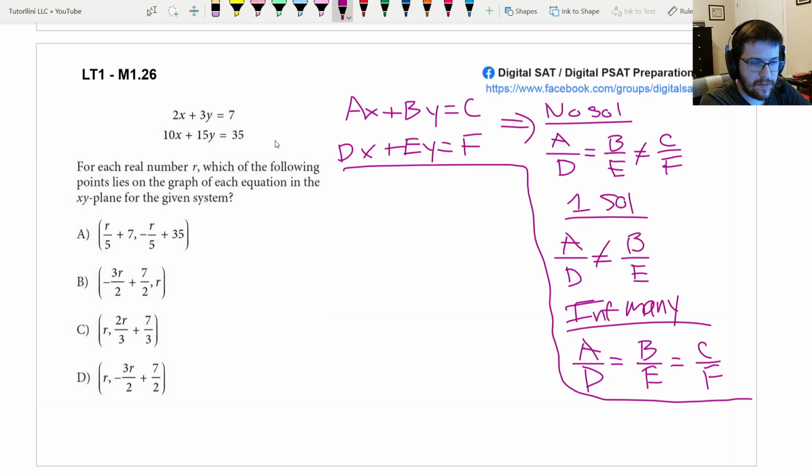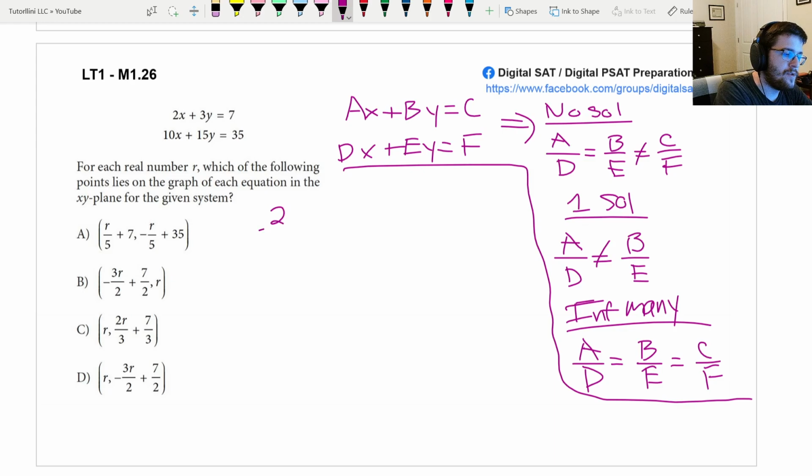So ax plus by equals c, dx plus ey equals f. Those are your two equations. If it has no solution, a over d equals b over e, which is not equal to c over f. For one solution, a over d is not equal to b over e. And for infinitely many, a over d is equal to b over e, which is equal to c over f.